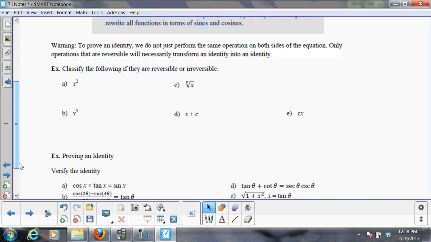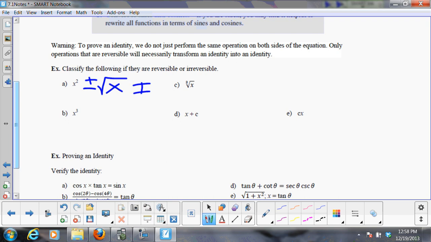The next thing is we're going to decide whether things are reversible or irreversible. If we have an x squared, what do you do to unsquare a squared? Well, you take the square root. But remember that if you take the square root of something, it has a positive and a negative form. Since there are 2 things that it could possibly be, this is irreversible. For part B, to get rid of the third power, you take the cube root, which is either a positive or a negative. That one only has one answer, so this one is reversible.